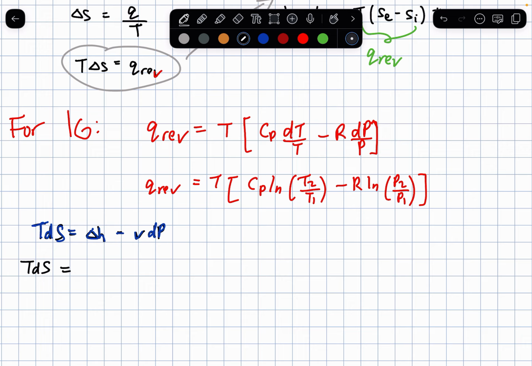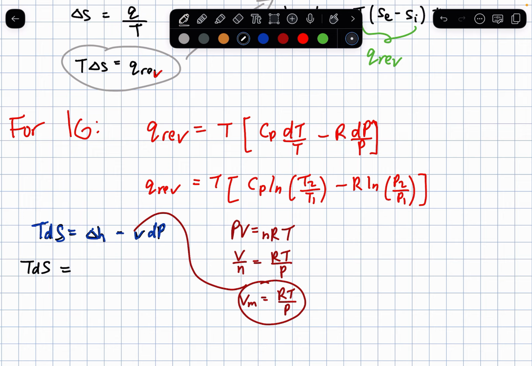So, since these are also conditions for ideal gas, specific volume, let's go back to PV equals RT. V over N, molar volume rather, is RT over P, no? So therefore, that's the one here. So, also aside from that, what else? Okay, got it. Delta H is Cp dT, no? These are also conditions for ideal gas, so take note.